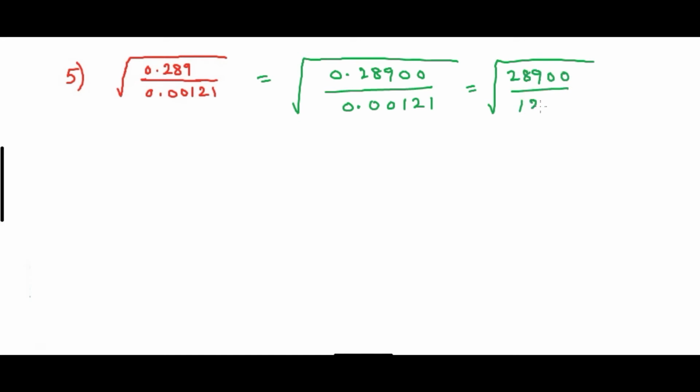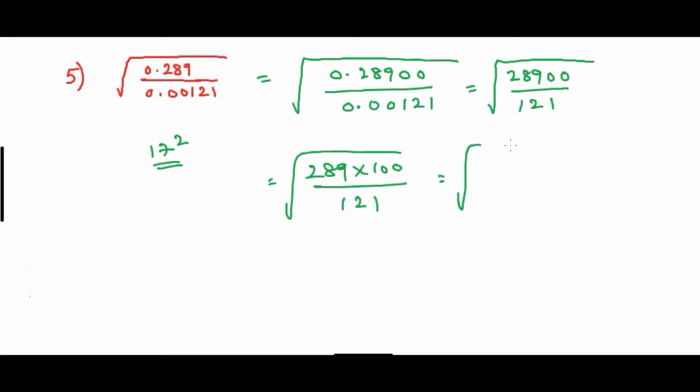So it will be 28900 by 121. As we have already discussed, 289 is the 17 square. So we can simply write it as square root of 289 into 100 divided by 121. So we can simply write this as 17 square into 10 square divided by 11 square, which is equal to 170 by 11. Okay, simple concept. So this is the mixture of decimal points and also square roots. Let's move on to the next question.